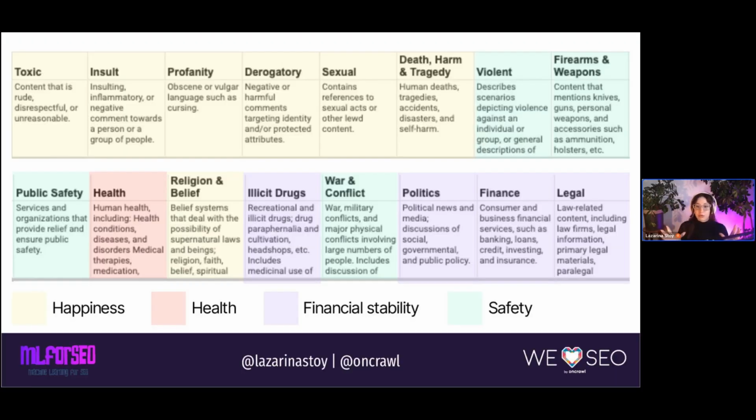Now if you look at the categories from the API that Google has developed, released, and so on, we can actually see these 4 categories, right? We can see safety, like public safety, firearms, violent content, and so on. We can see health-related topics as well. We can see financial stability, like politics, finance, legal topics. And we can also see happiness-related topics or things that can actually influence you. And some of these, as you can probably tell, overlap. So it's not just one category, but for instance, profanity content, toxic content, that can impact both your happiness and your health in terms of mental health, right?